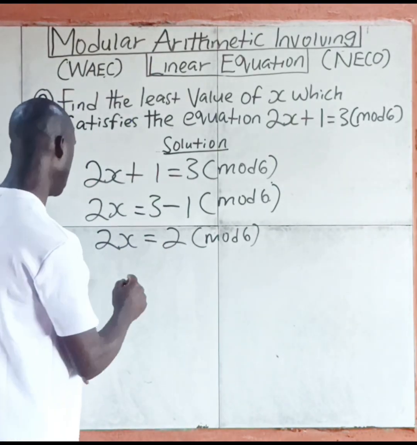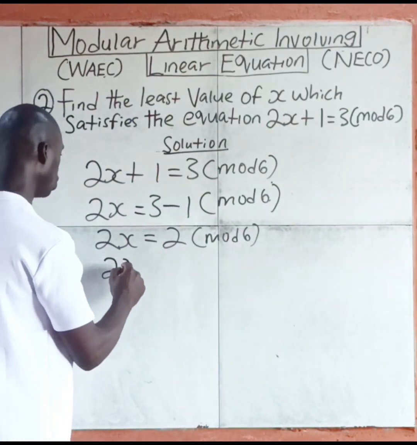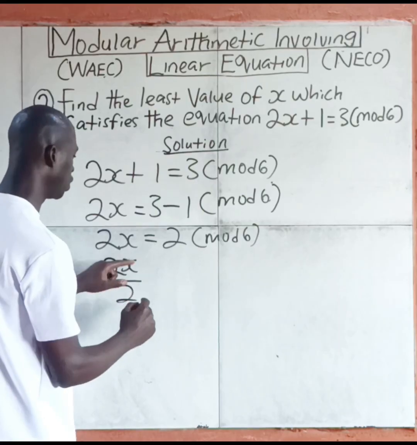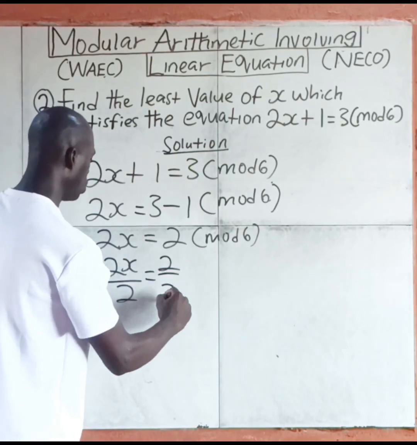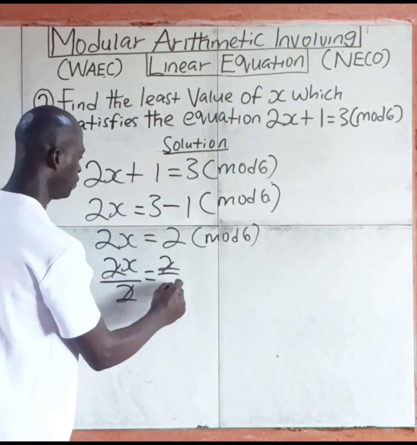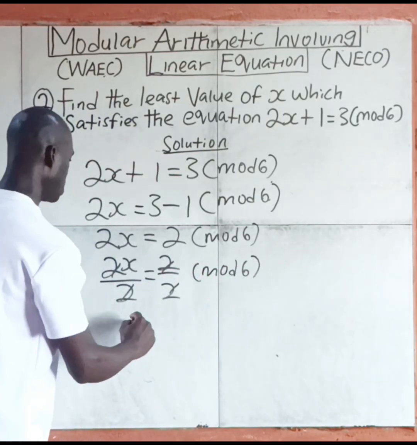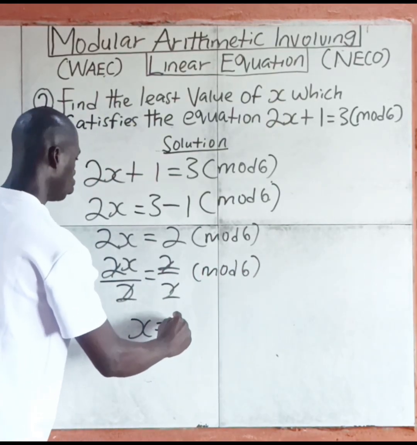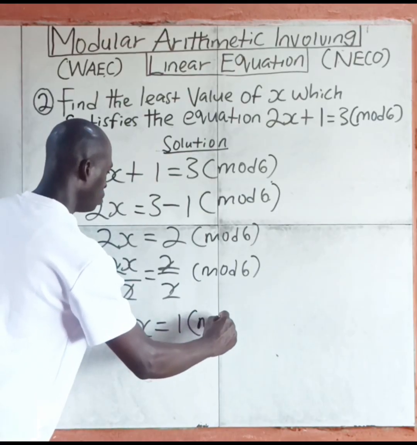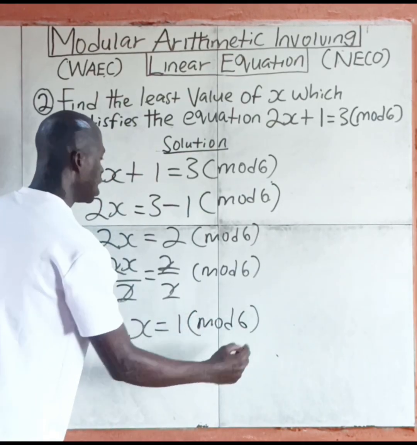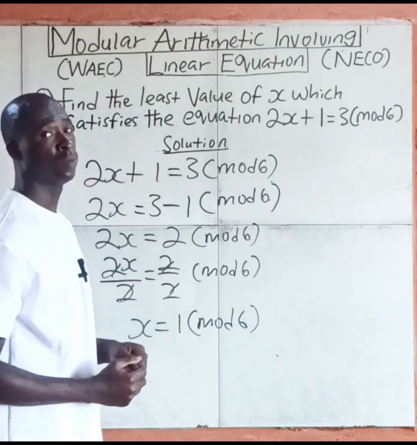Without any remainder. So let's go straight and divide both sides by the coefficient of x. So that becomes 2x divided by 2, and 2 divided by 2 mod 6. So our final answer becomes x is equal to 1 mod 6. And this becomes the solution for question number 2.